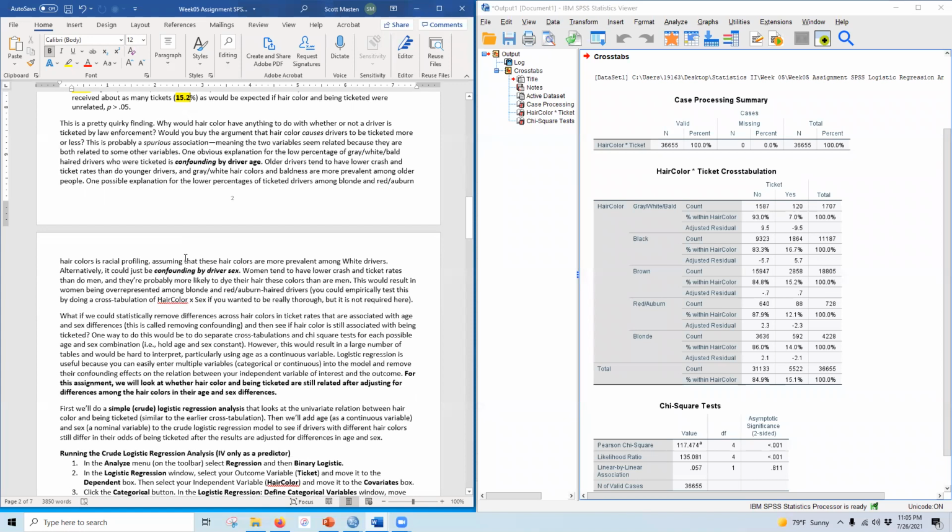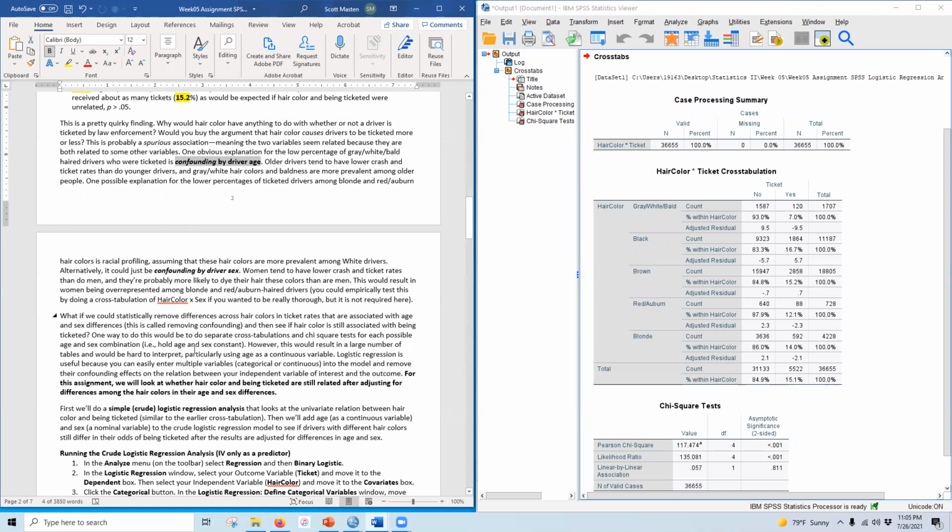So this is a really weird finding. Why would you find that hair color is associated with their odds of getting a ticket? Could this be confounding by driver age? Could be, right? Because who has gray, white, bald hair? Older people, they're less likely to get tickets.